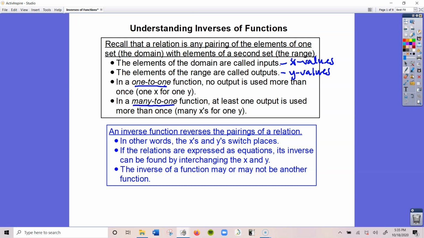In a many-to-one function, at least one output is used more than once. So that means that there are many x's for one y. So hence why it's called a many-to-one.